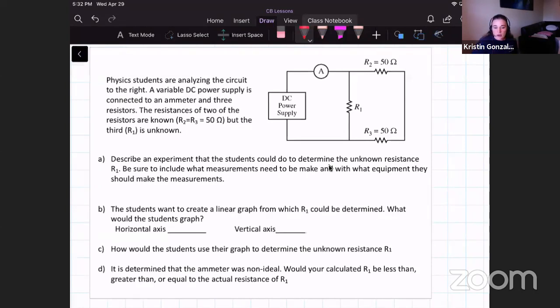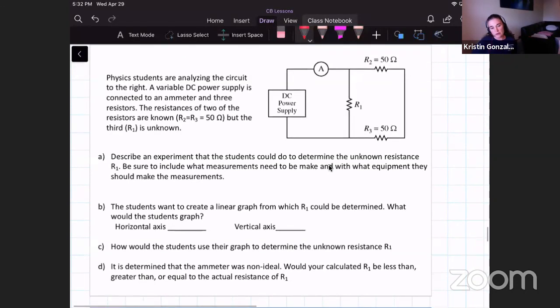Be sure to include what measurements need to be made, and with what equipment they should make the measurements. Sorry about my grammar there, guys. Okay, so I'm going to give you a second to think about it. What would you do for an experiment that you could determine that resistance, R1? What equipment would you use? What measurements would you make?